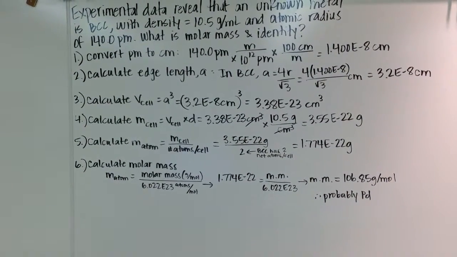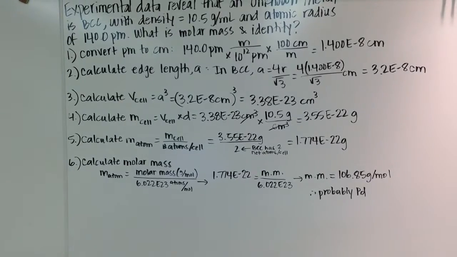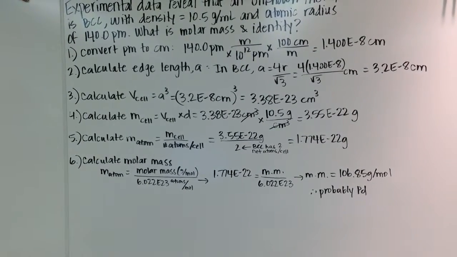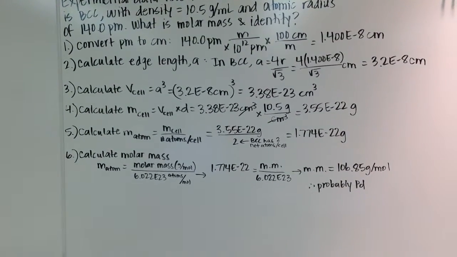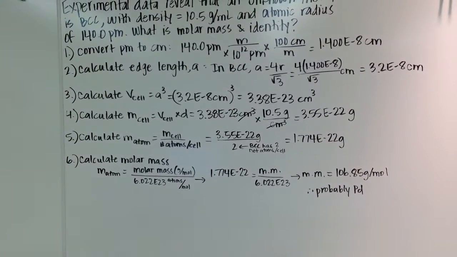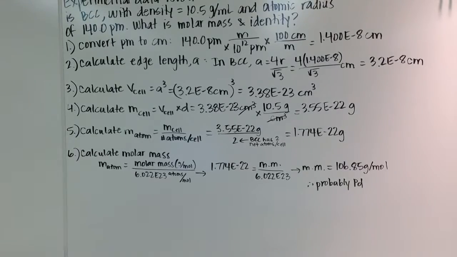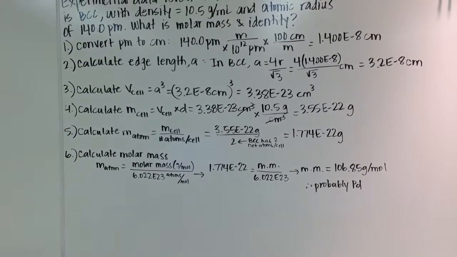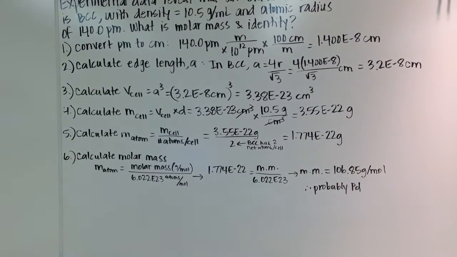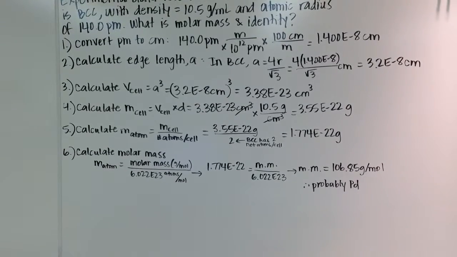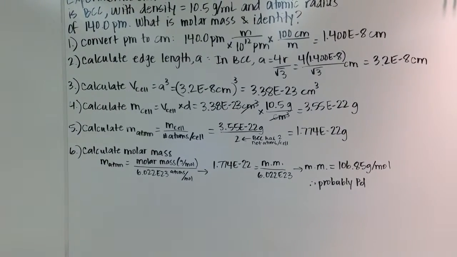Now we want to get the mass of the cell, and here's why we had to convert to centimeters, because mass of the cell is volume of the cell times density. So if we have our volume of the cell in centimeters cubed, when we multiply it by density, which is 10.5 grams per centimeters cubed, because remember, milliliters and centimeters cubed are the same thing, we get a mass in grams. Now we calculate the mass of the atom.